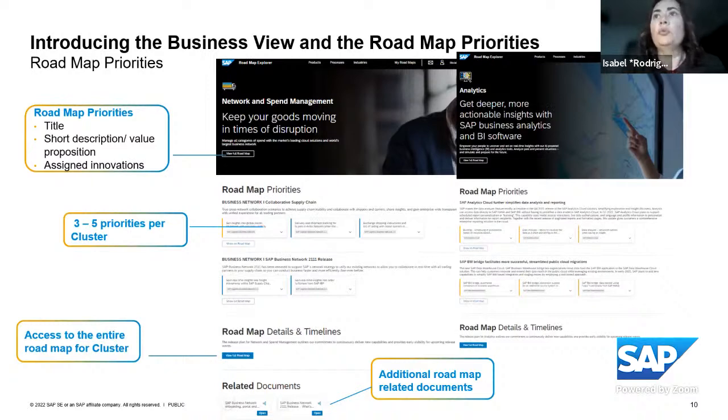So going forward, I would like to start before I do my demo on what we have contained or what we display in the business view. So the business view at the cluster level, and recently also at the subcluster level, we include here the roadmap priorities. We include about 3 to 5 priorities per area. It can be more, it can be less, of course, it depends on the area. We also include the direct link to the very detailed roadmap of that product or area or cluster or industry.